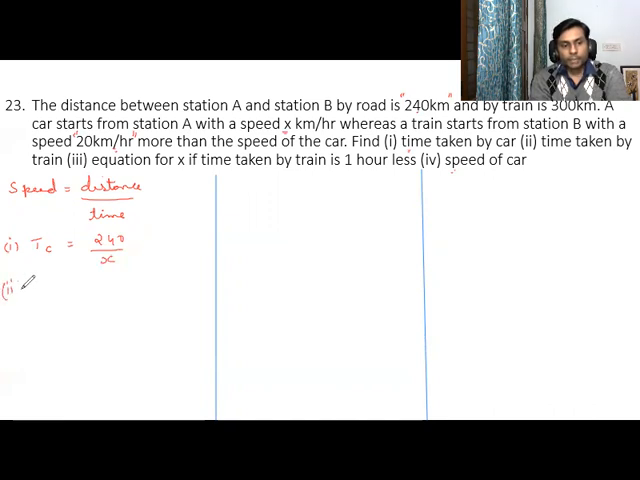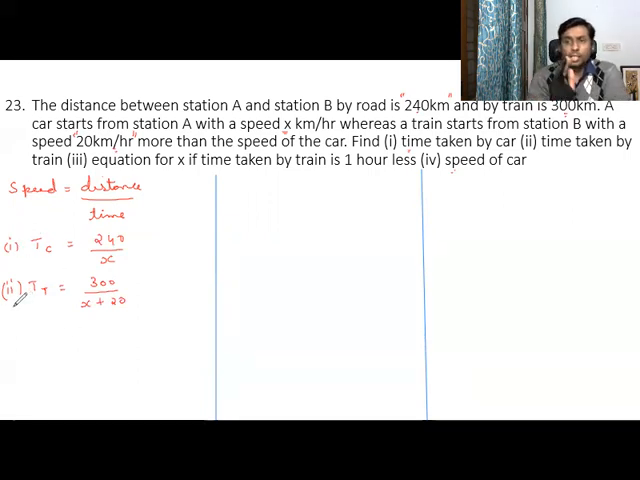Similarly, the time taken by train is the distance traveled by train divided by the speed of train. Distance traveled by train is 300. Speed of train, x plus 20. Speed of car plus 20. This is the first subdivision. This is the second subdivision.